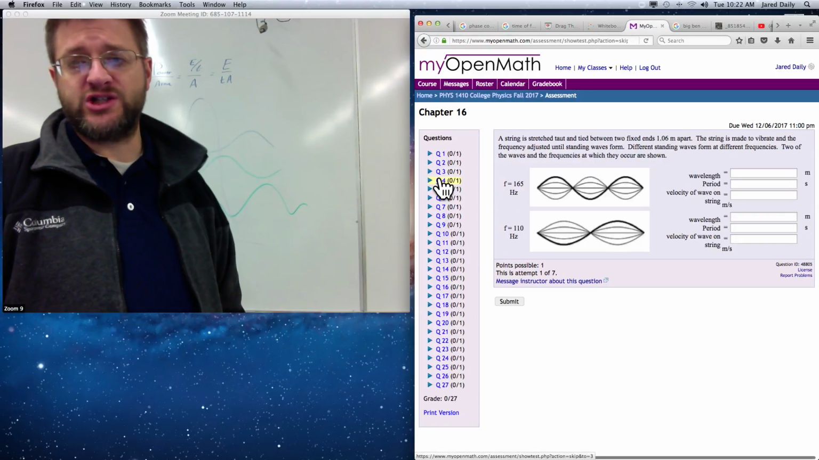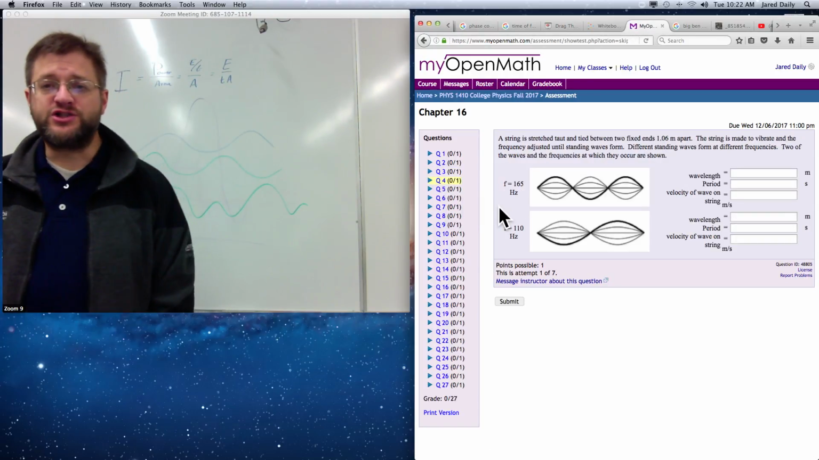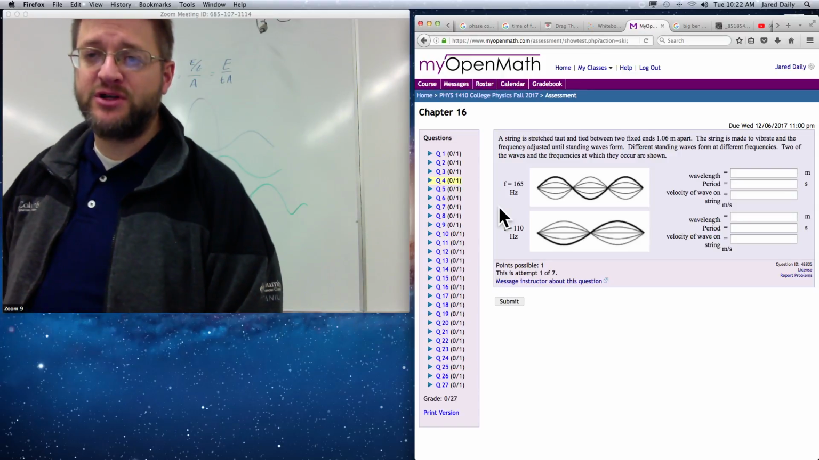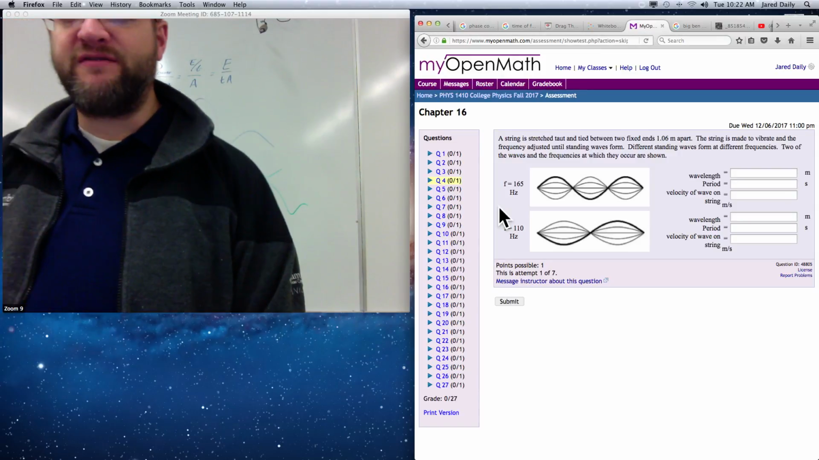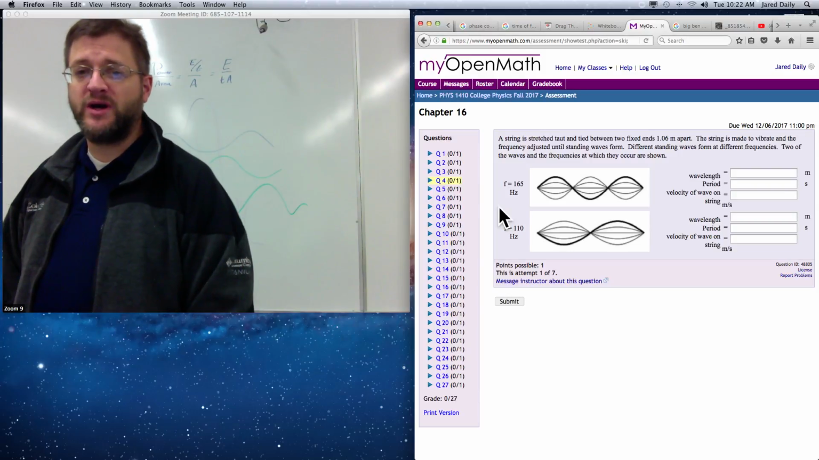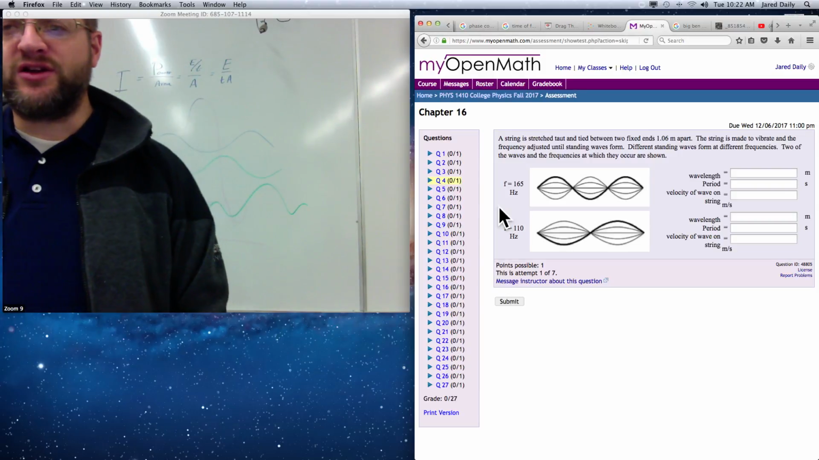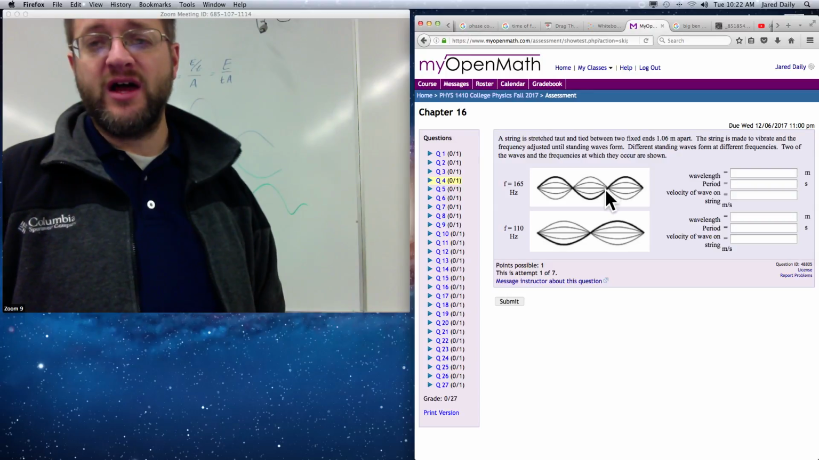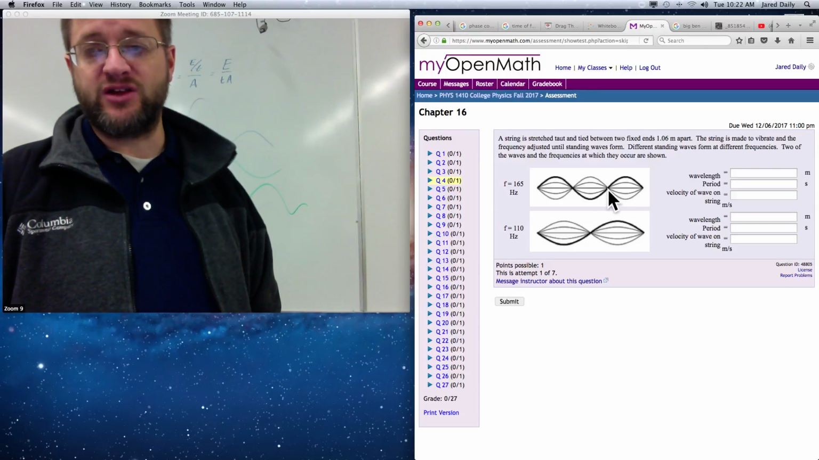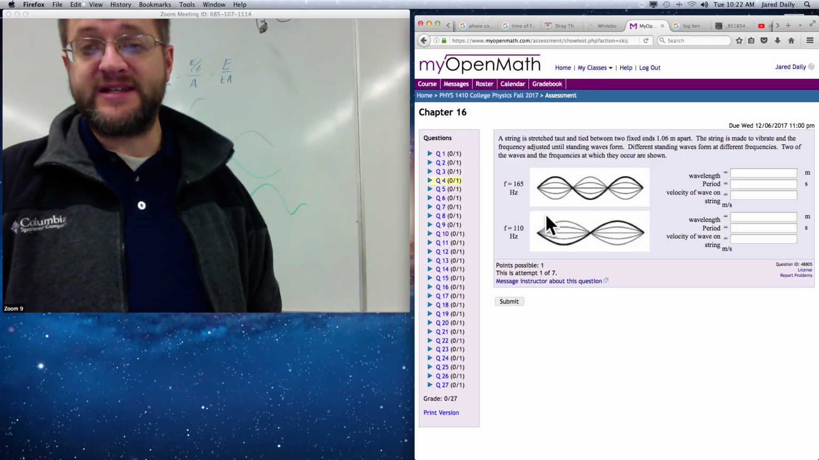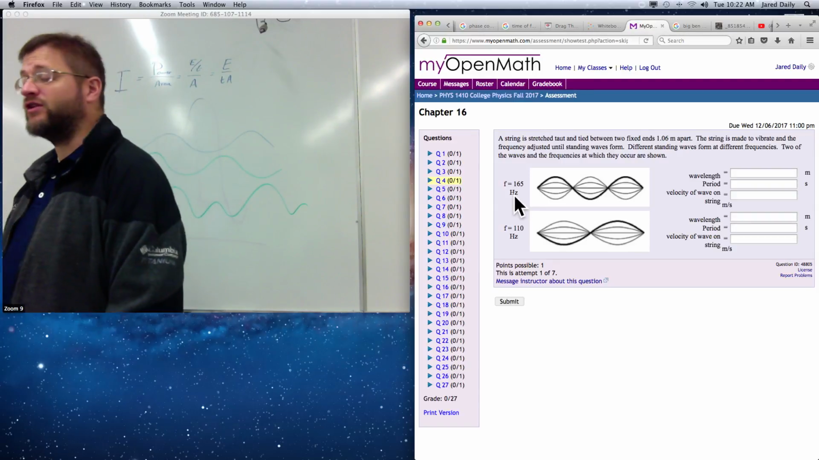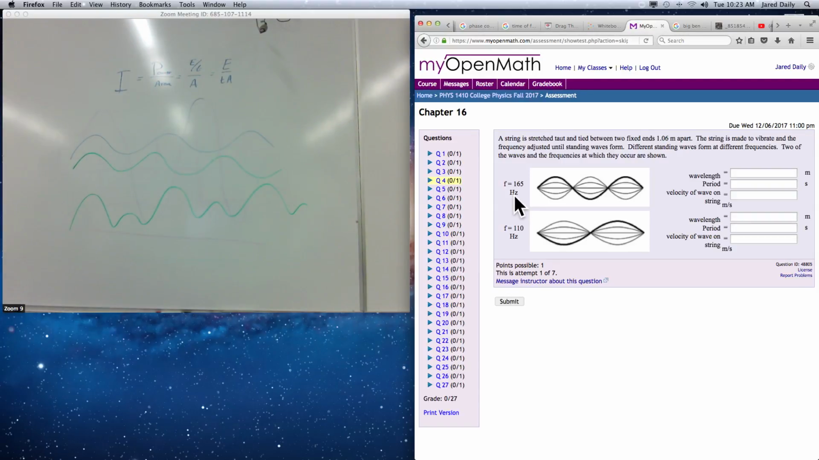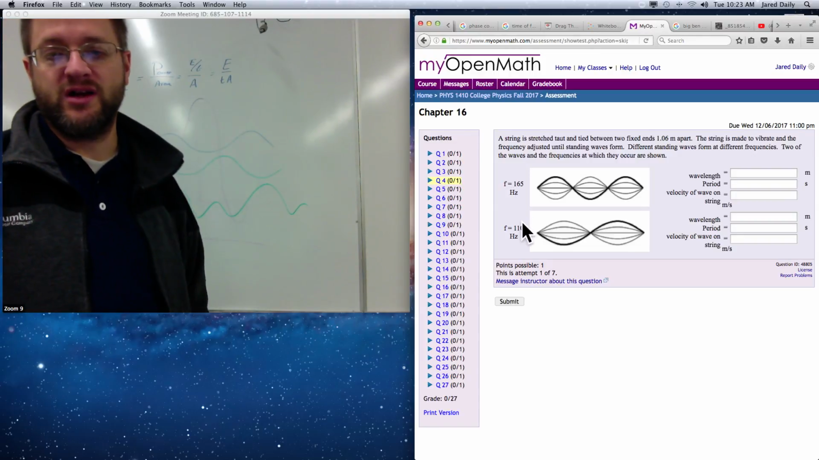If we go to question 4, a string is stretched taut and tied between 2 fixed ends. It's made to vibrate and the frequency is adjusted until you form some waves. So you have some waves on this string now, and you can figure out the wavelength, and they tell you the frequency. And then they ask you for the velocity. Well, velocity is just wavelength times frequency, so you know that already and you can calculate that. They also ask you for the period, and you can calculate the period because it's 1 over the frequency.